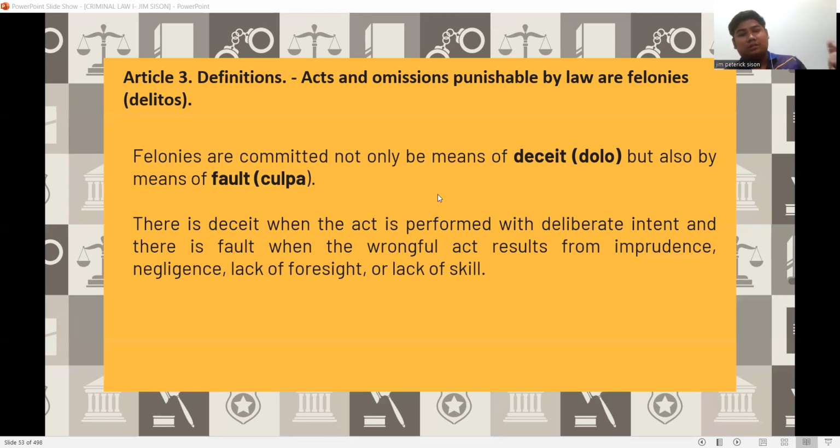So there is deceit, okay, when the act is performed with what? Deliberate intent. There is deliberate intent to kill, deliberate intent to steal, etc. And there is fault or culpa when the wrongful act results in what? Imprudence, negligence, lack of foresight, or lack of skill.